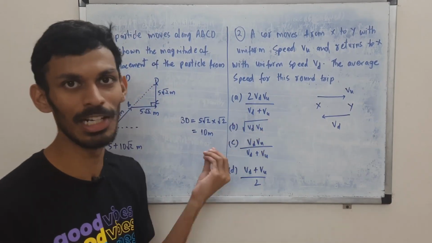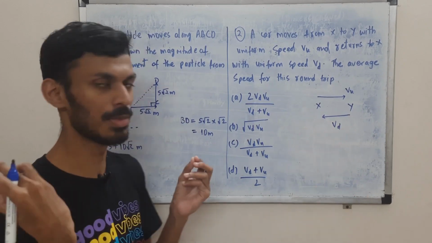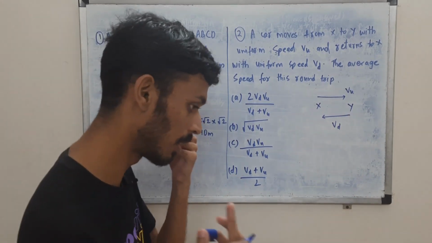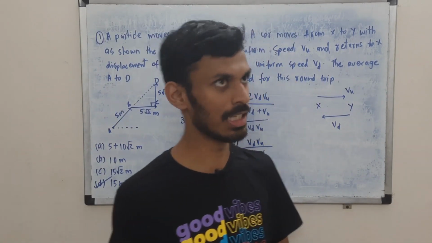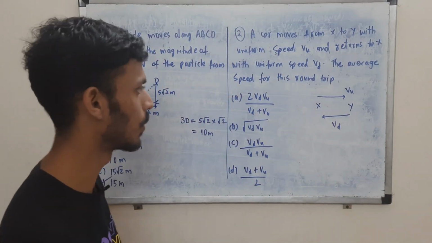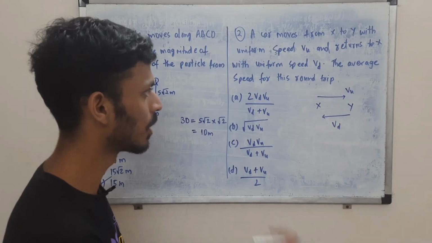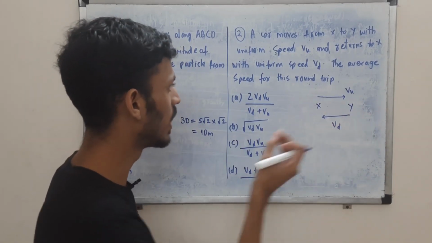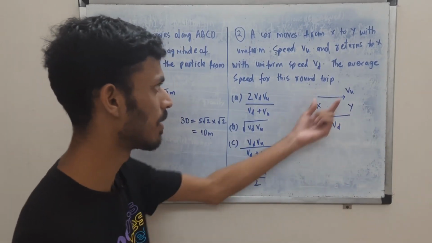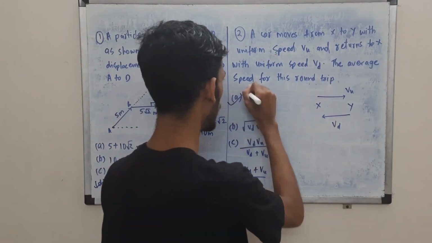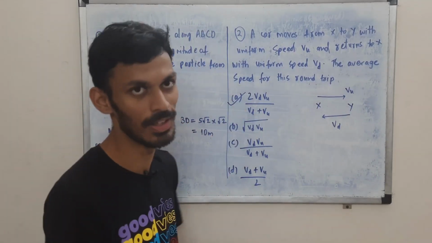Because the displacement is 0. It goes from X and comes back to X. So displacement is 0, so average velocity is 0, but average speed will not be 0. Some of you might know this directly because it covers equal distance with the same speed. So it is the harmonic mean, 2v1v2 upon v1 plus v2.